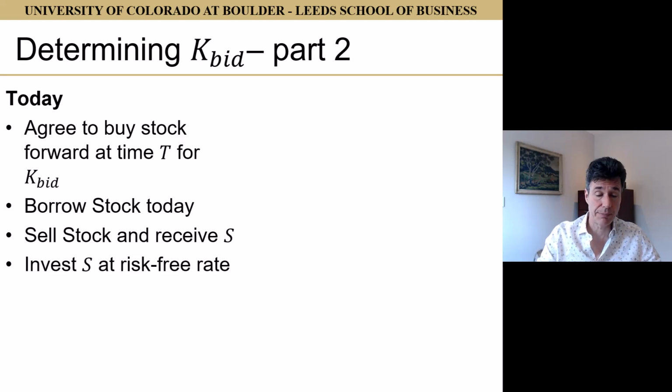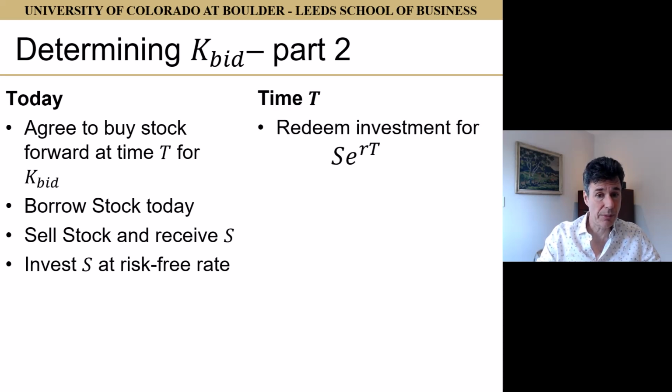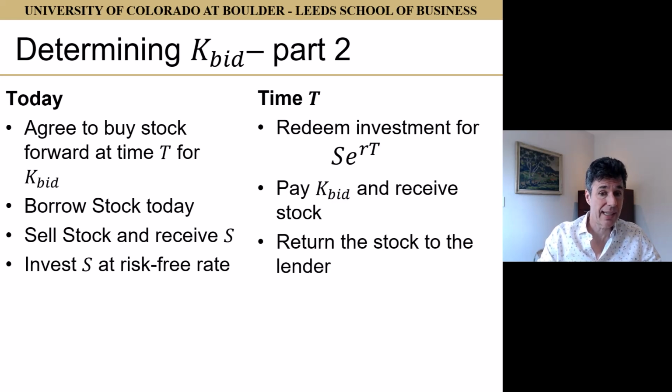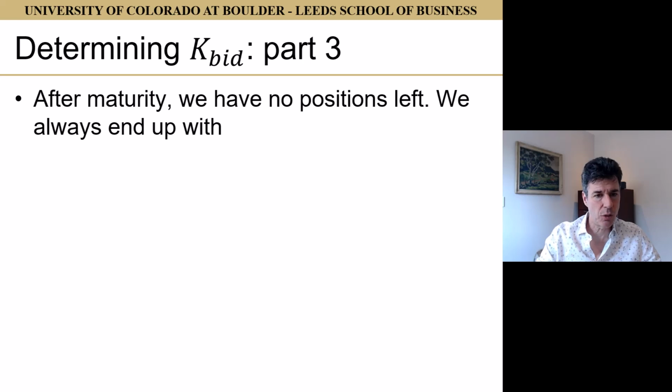And then we wait till the maturity of the forward contract. We redeem the investment for S e to the RT. We pay K bid, receive the stock, and then we return the stock to the lender. Remember, we borrowed it at the beginning. At maturity, we have no positions left, and we always end up with S e to the RT minus K bid.